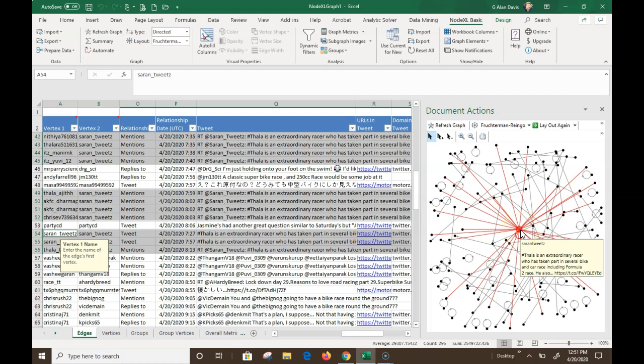So that's basically how NodeXL works. That's basically how you do a quick search and how you interpret the graph and how you interpret the tweets. So I hope that is helpful to everyone.